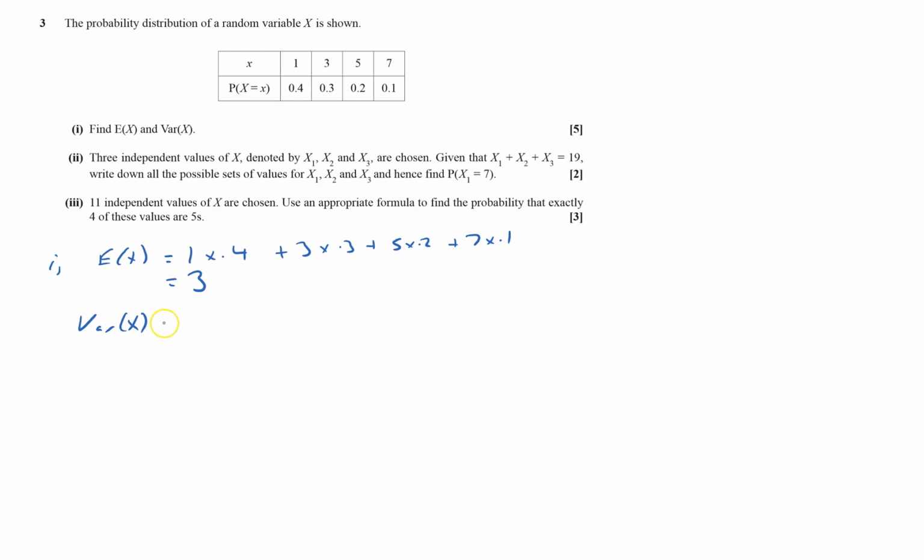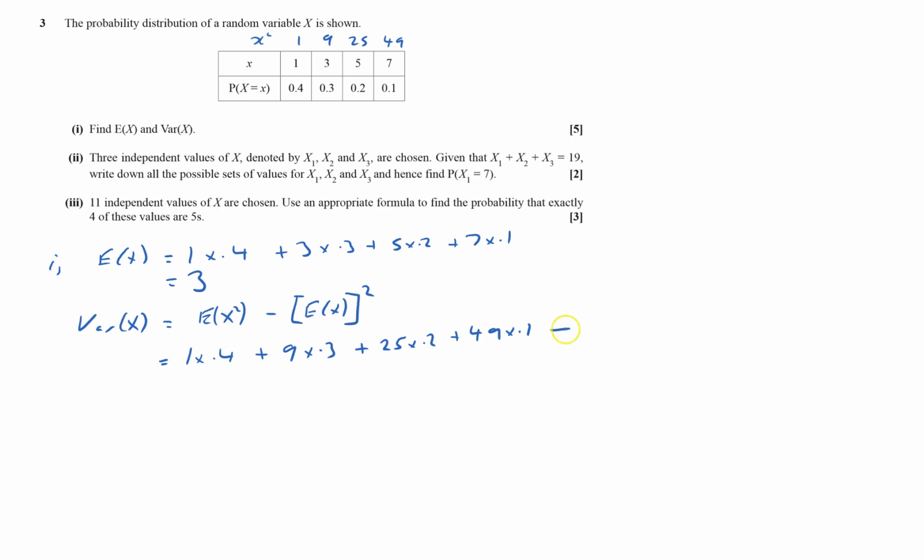Variance of x equals the expectation of x squared minus the expectation of x squared. So the expectation of x squared is just like working out the expectation of x. Instead of having x, we have x squared, which is 1, 9, 25, 49, just squaring the x bit. And so that will become 1 times 0.4 plus, instead of doing 3 times 0.3, it's now 9 times 0.3 plus 25 times 0.2 plus 49 times 0.1.